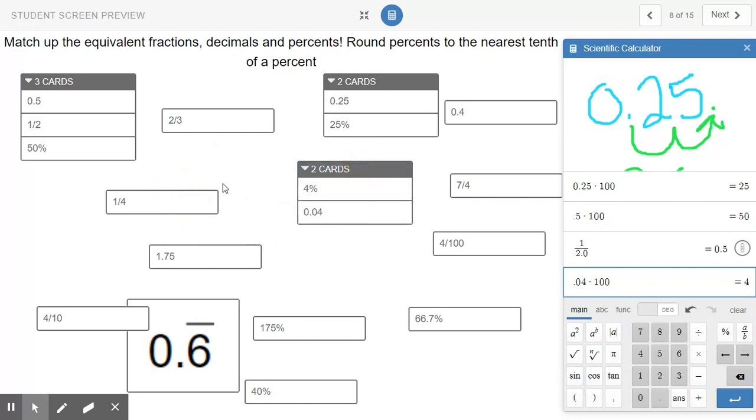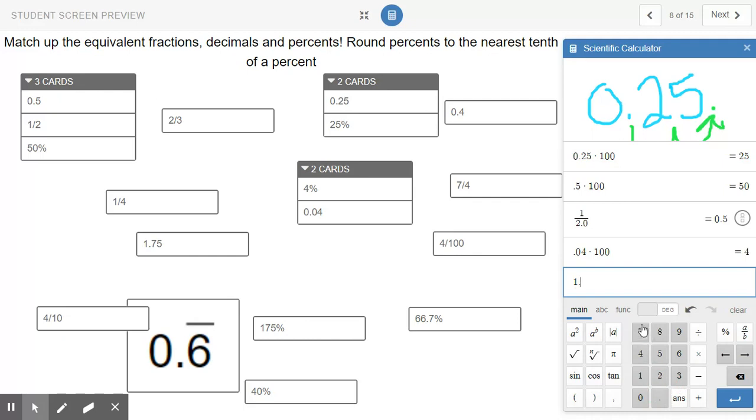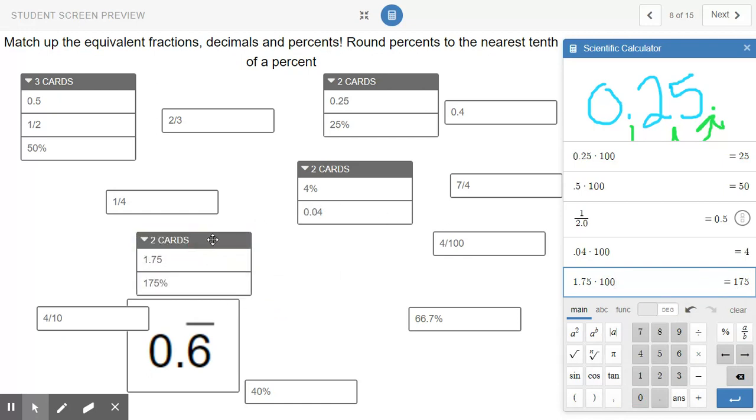Okay, how about 1.75? Ooh, that's different than the others. So 1.75 times 100, 175%, right? There we go.